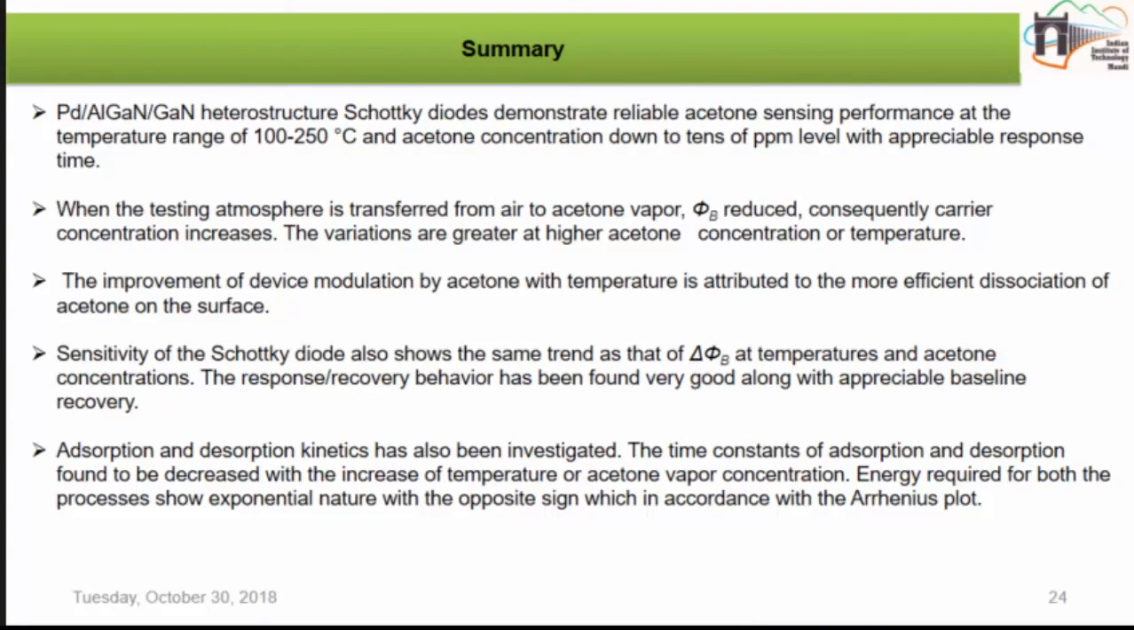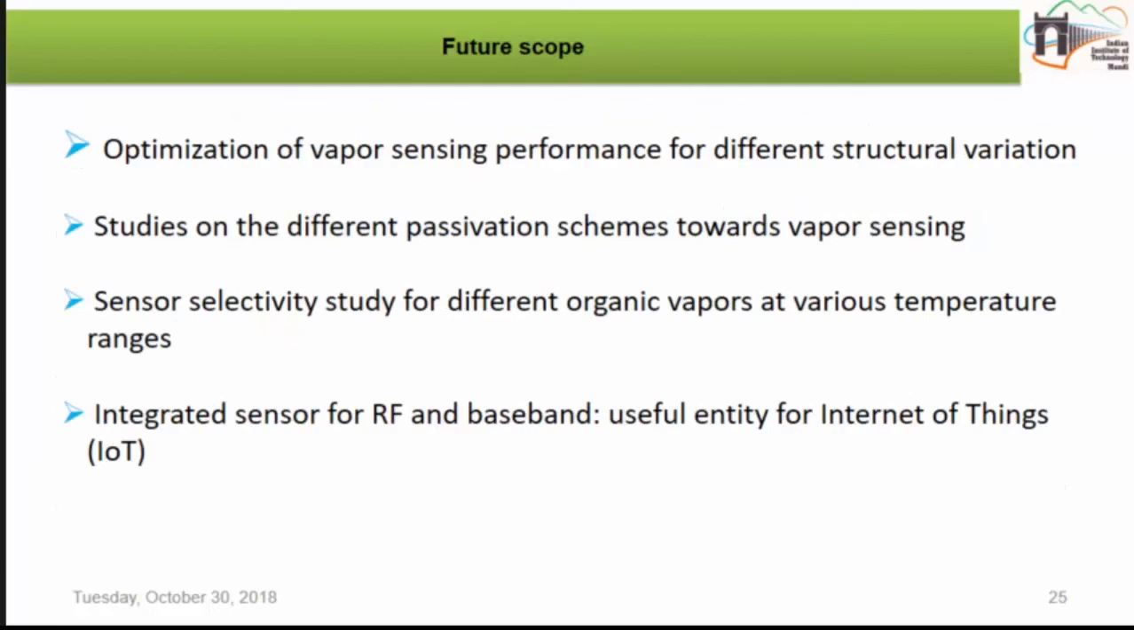So to summarize, we are getting very good acetone sensing properties of the AlGaN/GaN sensor at 150 degrees Celsius, along with its reaction rates and the adsorption and desorption energies at 150 degrees Celsius. We are getting very good results. So these are the future scope. We can optimize more for different structural variations, and studies of different passivation schemes can be applied to this structure, and sensor selectivity studies can be further extended for different organic vapors. This can also be very useful for RF and baseband, which is useful for the Internet of Things.